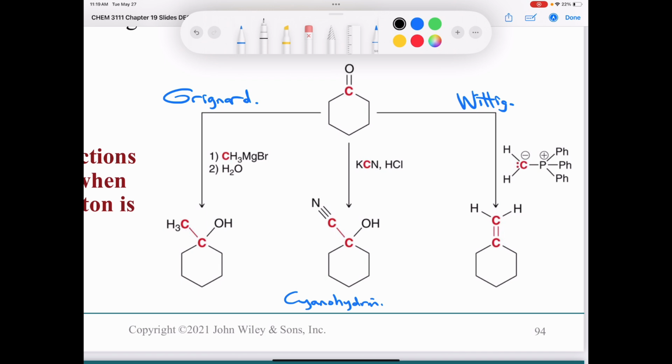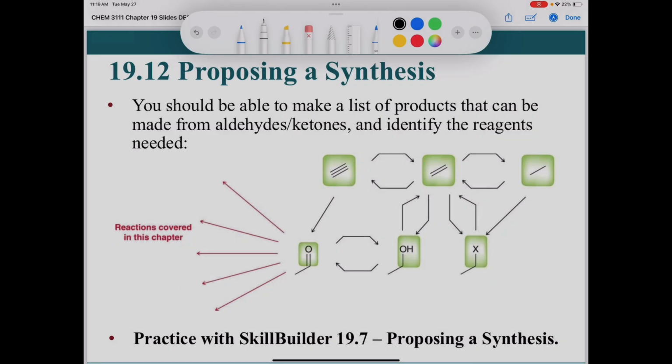I just want to remind you that the second step in the Grignard can be water or H3O+. And so you should be able to supply the reagents for every single one of these steps that's shown in here. I'm not going to label them all, but you should be able to do them.